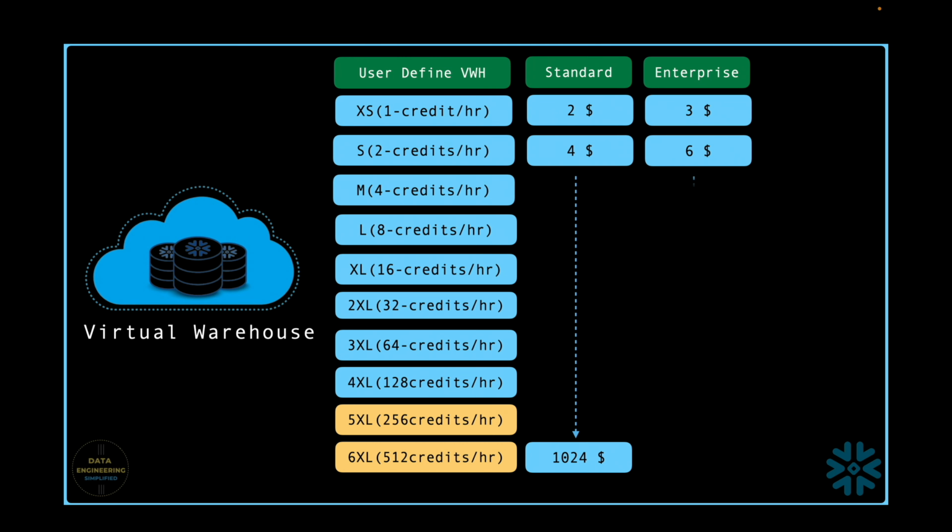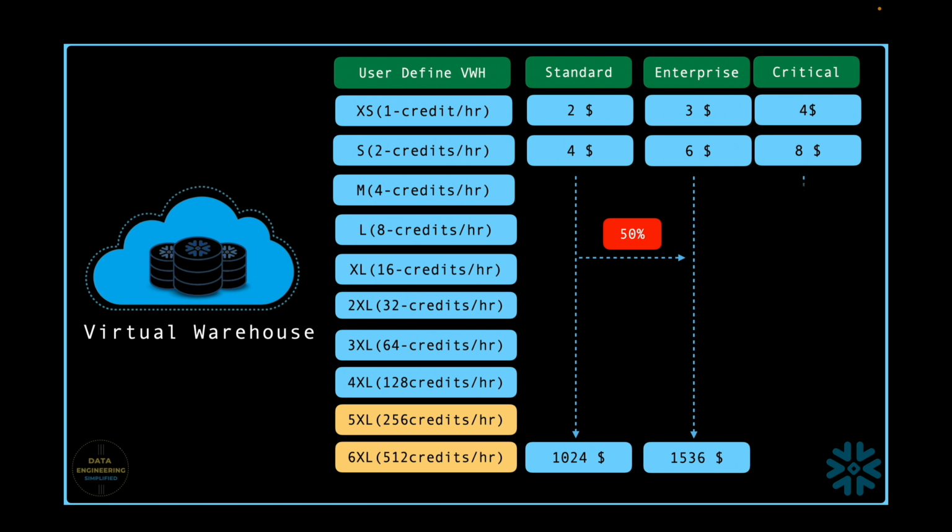For the enterprise edition of Snowflake, the cost per credit is $3 for an extra small virtual warehouse, and it goes up to $1,536 per hour for a 6x large virtual warehouse. If you pay close attention, this represents a direct 50% increase in the cost. Therefore, if you are not utilizing any enterprise features in Snowflake, you need to be very cautious of this price increase, as your development, testing, and production cost would go up by 50%.